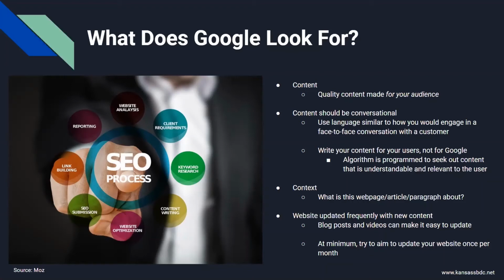They also look for websites being updated frequently with new content. So blog posts and videos can make this a really easy way to keep your website updated. At a minimum, you want to try to update your website once a month. It doesn't have to be every week or every other day. Just once a month, if you can add some fresh new content to your website, whether that's a video or a blog post or a new web page, whatever it might be, then Google's algorithm will register that, okay, this is an active website. These people are actively updating it.